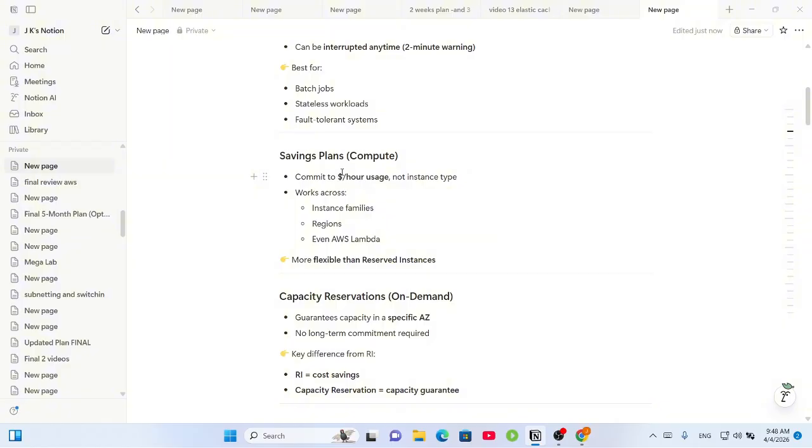Basically, let's say I will pay $5 per hour. I can have different instance types. That's okay. It can be different instance families, different regions, even AWS Lambda. It's more flexible than reserved instance. Same idea, but more flexible. As long as I don't exceed my usage, say $5 per hour, it doesn't have to be one specific type of instance. I can do any of those things.